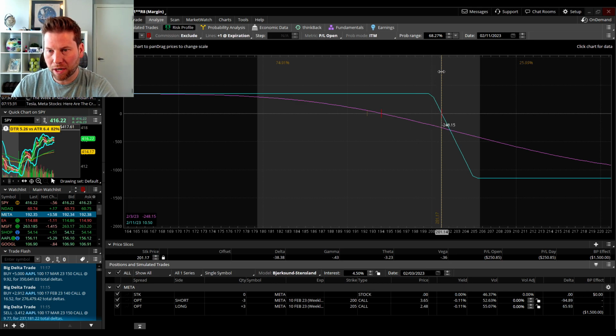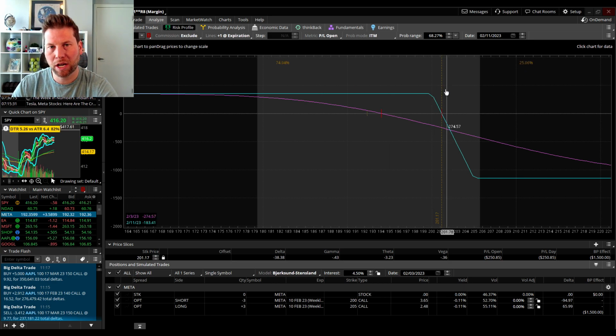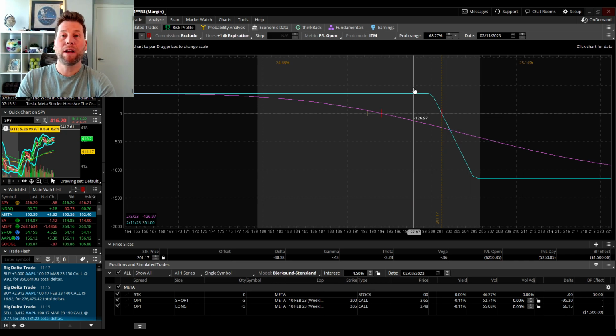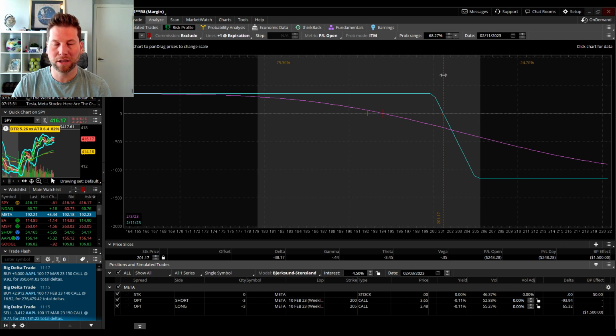So if I draw the line right here where I start to lose money, it's a 75% chance that Meta is going to find itself below this price by expiry. 25% chance that it could continue up. So I've set myself up to have it so that I have a 75% chance of at least not losing money. If I go right here where I actually start to make max profit, I have a 71% chance of that working out. Now that's pretty good. I have a 75% chance of not losing any money by next week, and I can make $350.